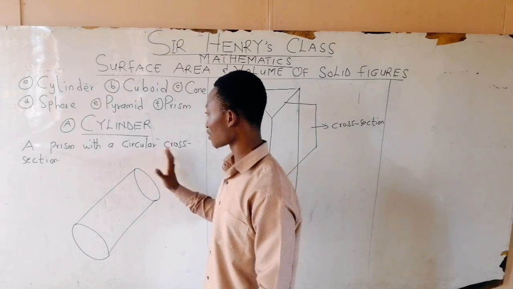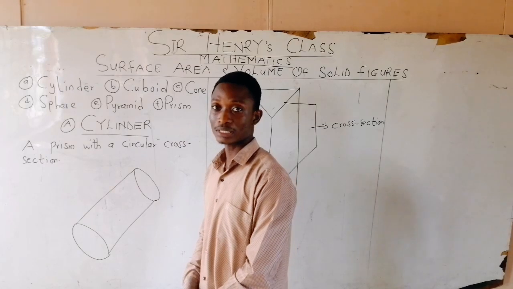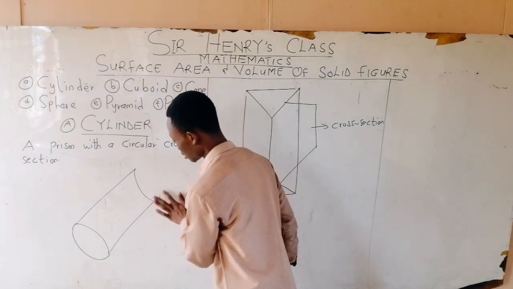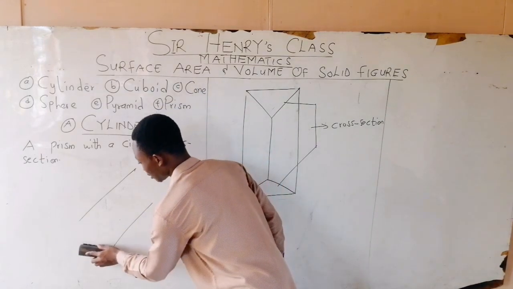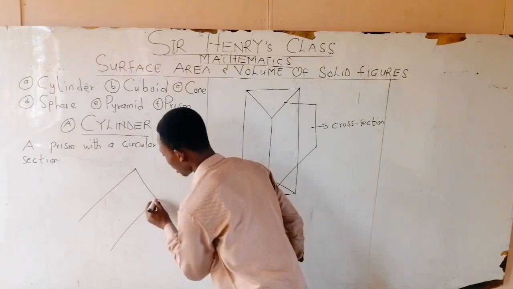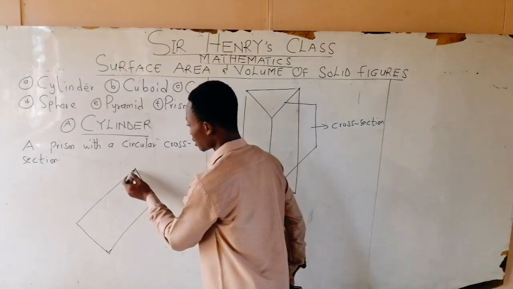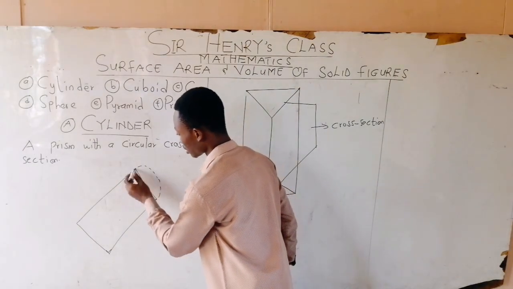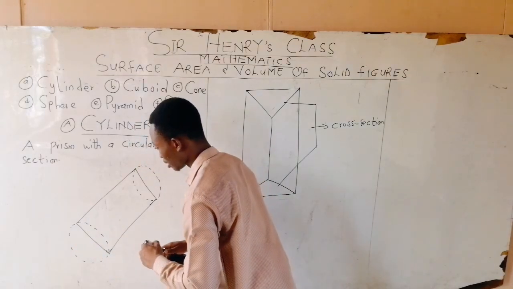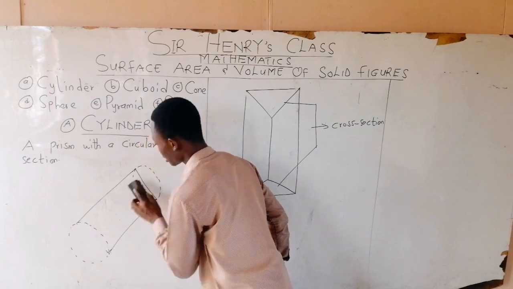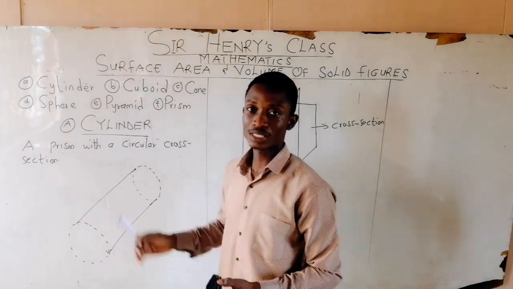Now what are the circular cross sections of the cylinder? This side and this side is what I mean by the circular cross section. Without these circles, I have a rectangle. As soon as I introduce my circles, that is where I get my cylinder. So basically, a cylinder is any prism with a circular cross section.